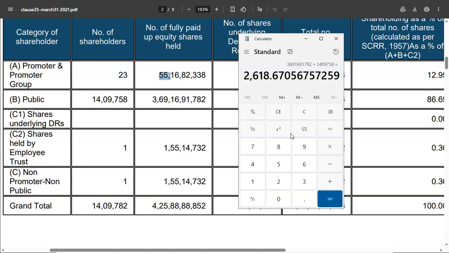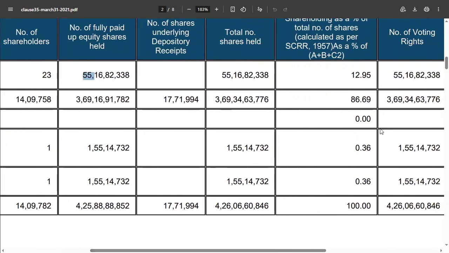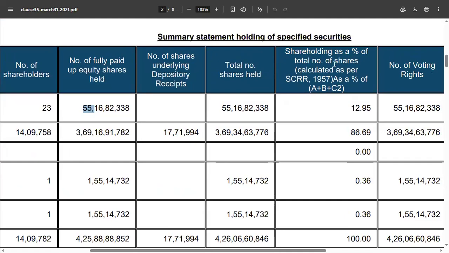And that's why the role of the promoter is necessary to be shown in the balance sheet. Because these 23 people are holding something in crores. The number of shares with them is large. They are holding the major power over the shares, something around 55 crores 16 lakhs. If I move my cursor to the end, their shareholding as a percentage of total shares shows that 23 people have 13% of the total company.